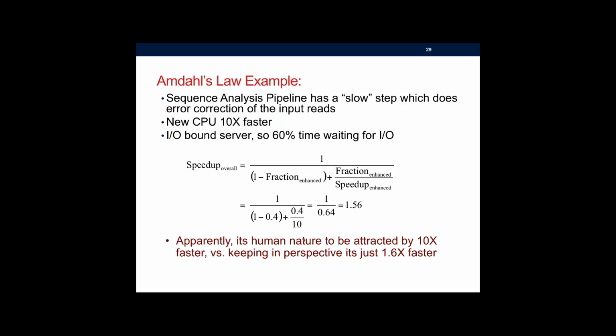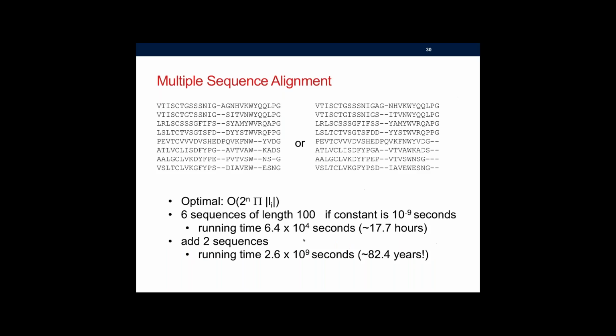So we were talking about a CPU that's 10 times faster, right? We are really attracted to those numbers because they are big, but we lost perspective that this will actually only give us a 1.6 times speed up.